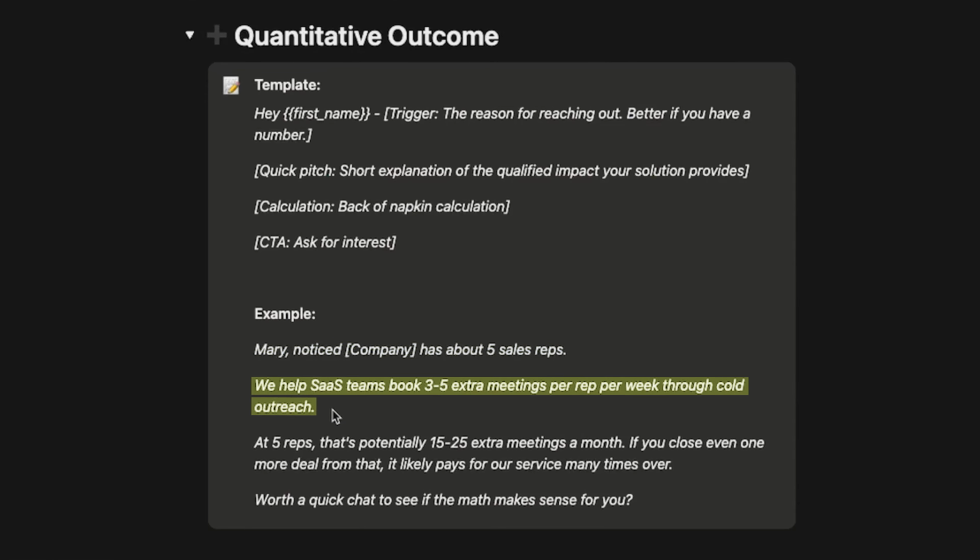Line 2, we help SaaS teams book 3 to 5 extra meetings per rep per week through cold outreach. Line 3, at 5 reps, that's potentially 15 to 25 extra meetings a month. If you close even one deal from that, it likely pays for our service many times over. Line 4, what's the quick chat to see if the math makes sense for you?